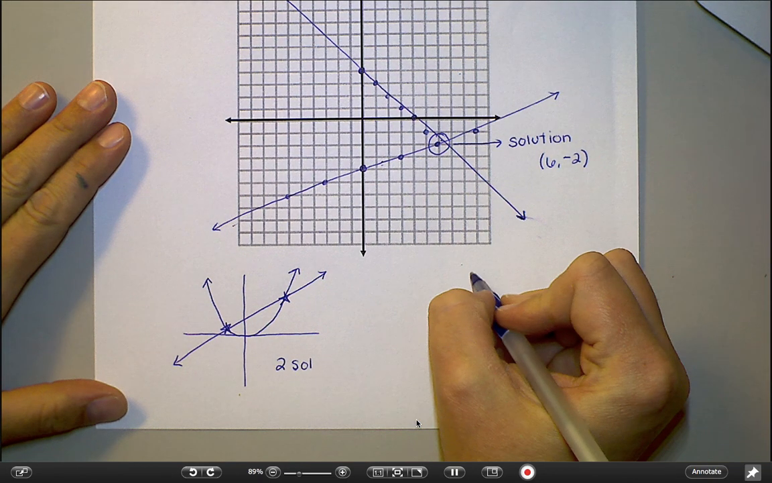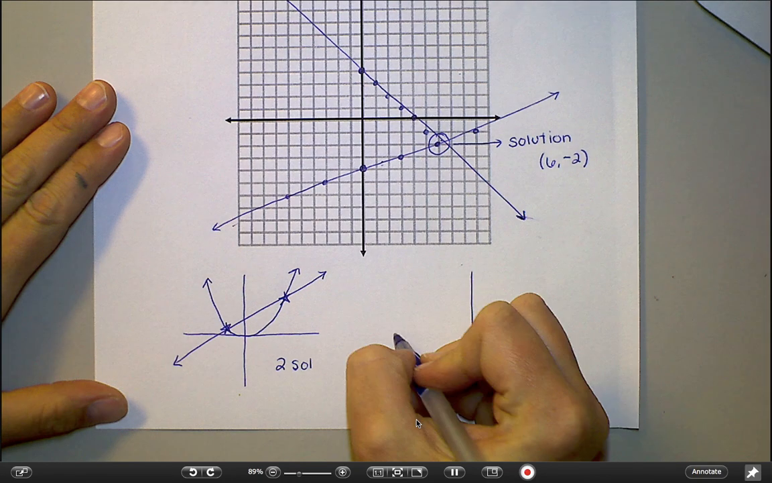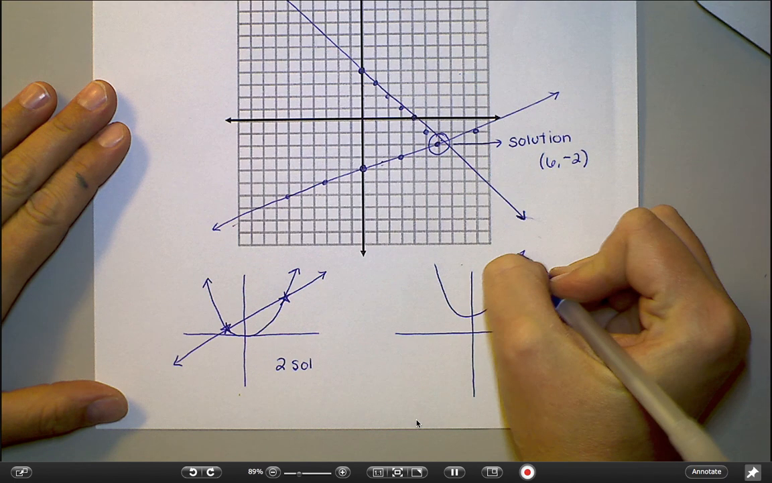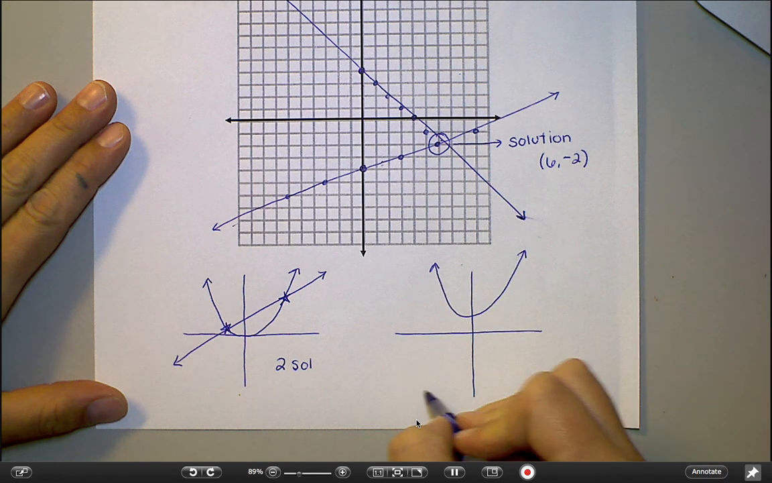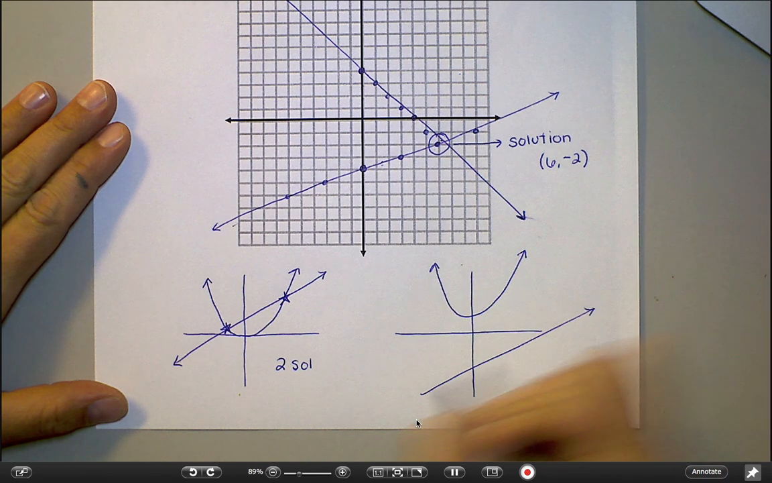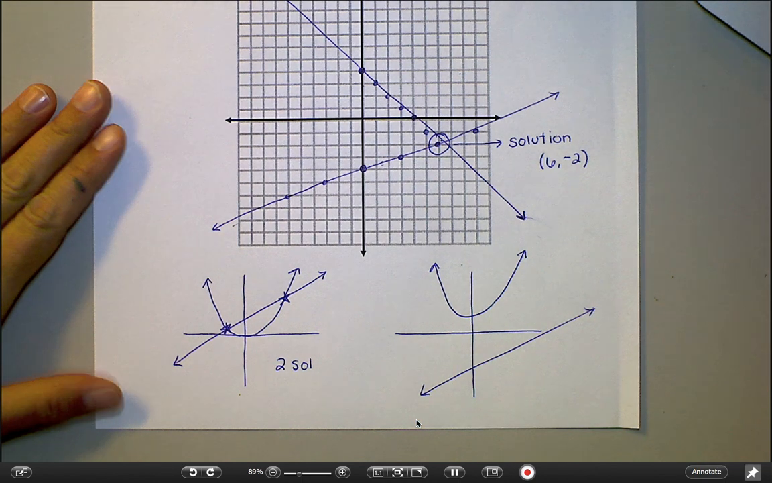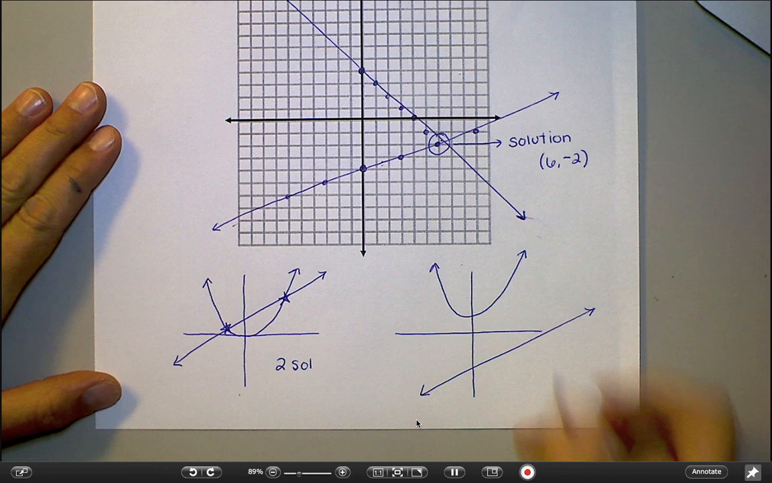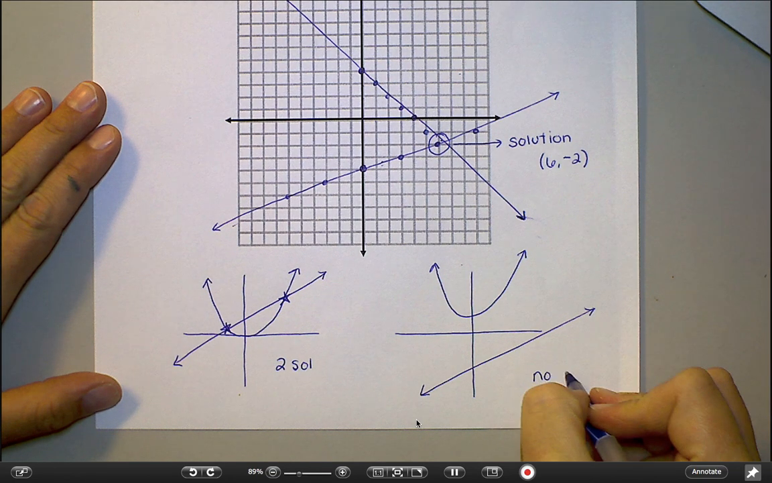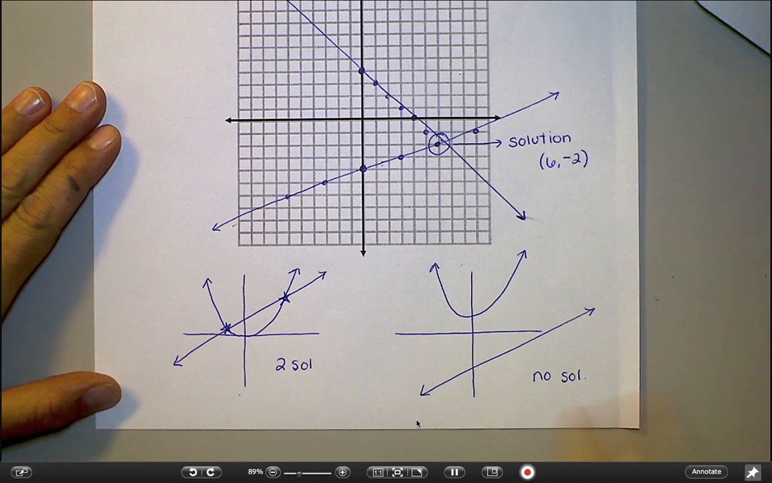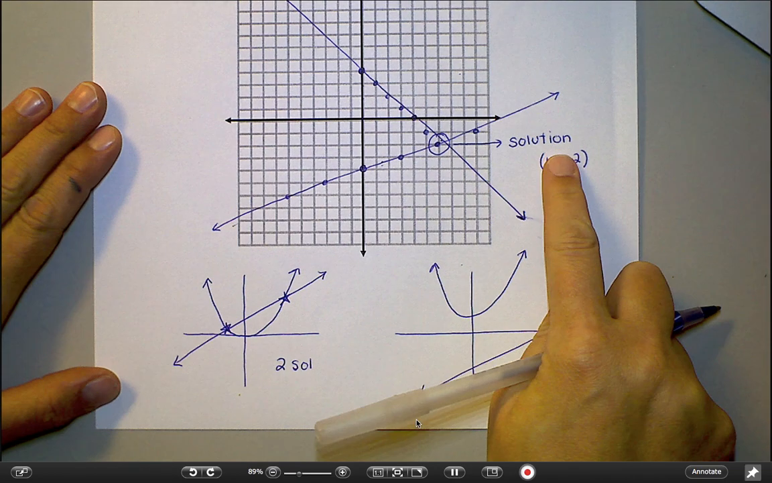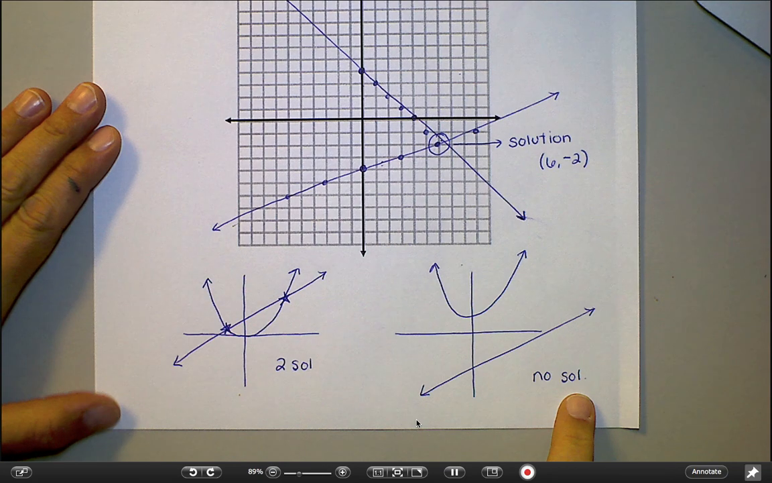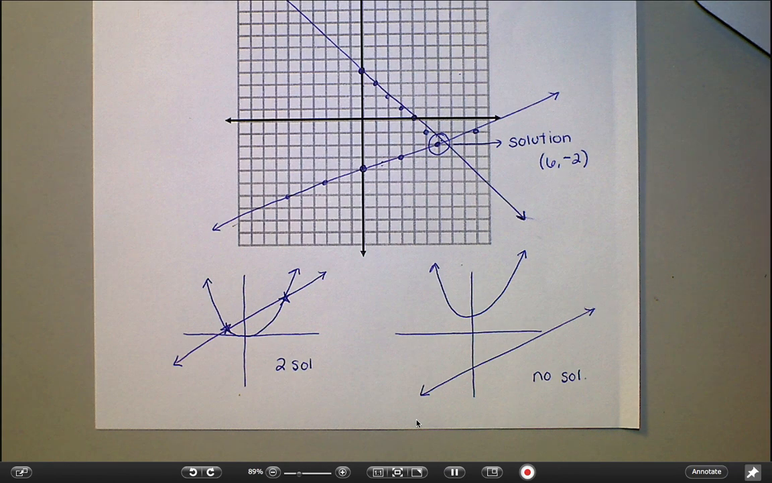The other thing you might run into, and I actually don't think you'll run into it yet, but soon, is something like this, where you have a parabola up here and a line here, and then you have no solution because those things don't cross, okay? So these two things are total possibilities too. Up here you had an example of one solution, here you had two solutions, here you had no solutions at all. Okay, hopefully that was helpful.